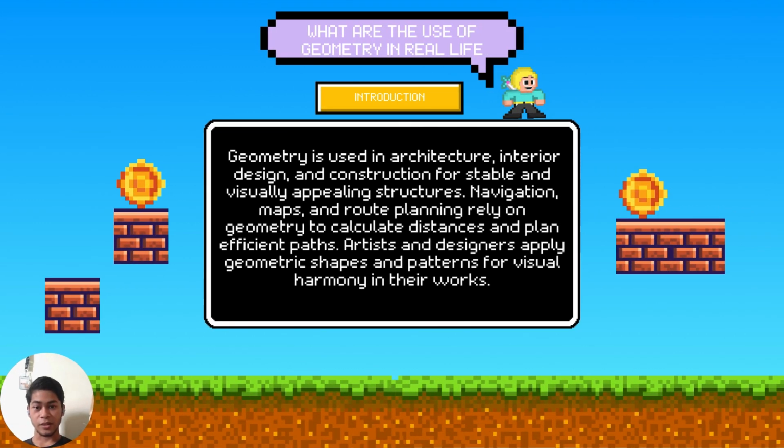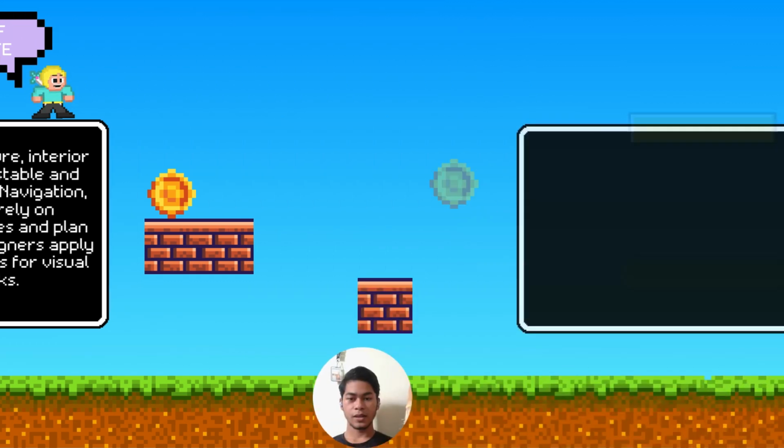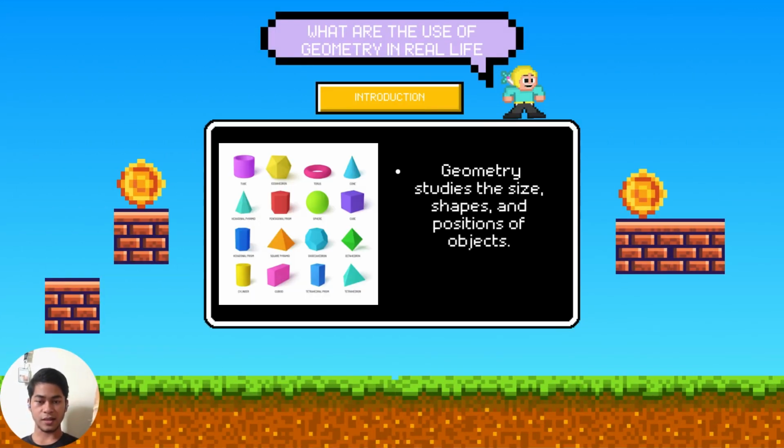Geometry is used in architecture, interior design, and construction for stable and visually appealing structures. Navigation, maps, and route planning rely on geometry to calculate distance and plan efficient paths. Artists and designers apply geometric shapes and patterns for visual harmony in their works. Geometry studies the size, shapes, and position of objects.